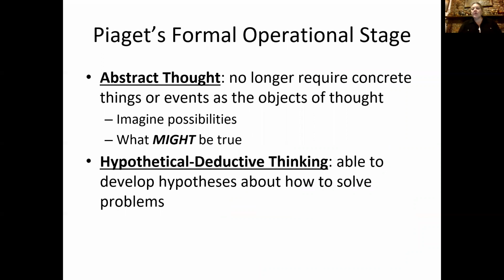The big main points, though, that I'm going to recap for you are that during the formal operational stage, our youth is able to have really good abstract thought. They no longer require concrete things or events to be in front of them in order to think about them. They can imagine the possibilities and think of things that might be true. They also have something called hypothetical deductive reasoning, which is the ability to develop hypotheses about how to solve problems.